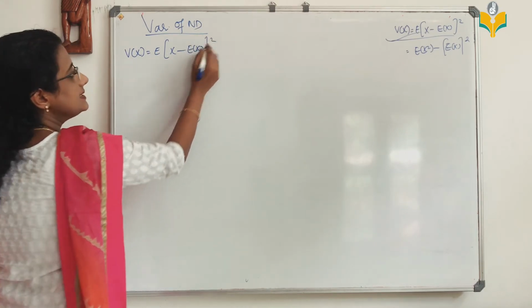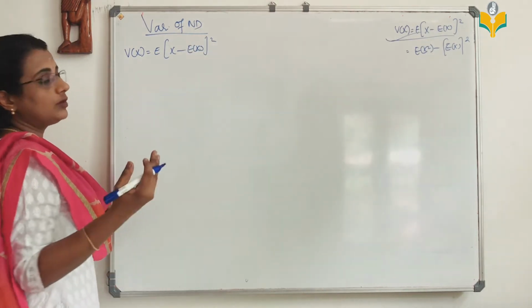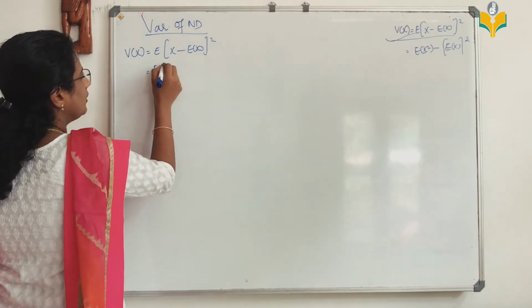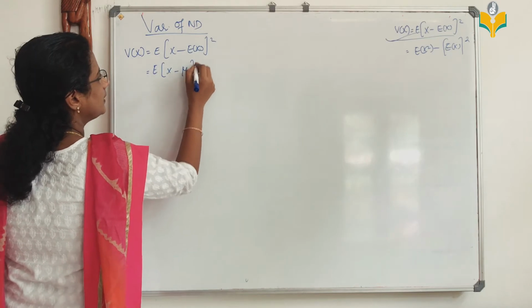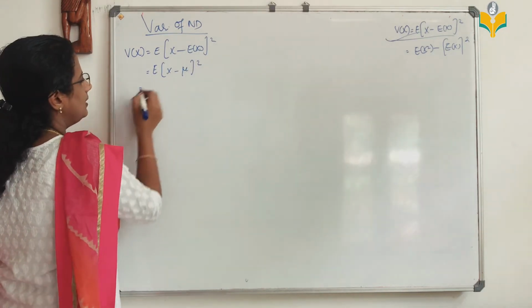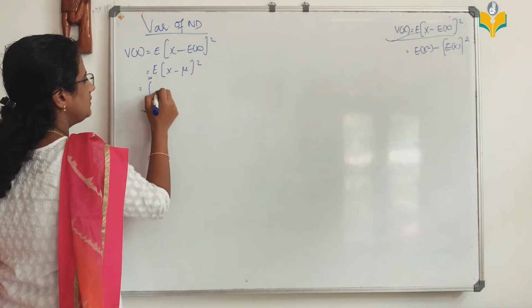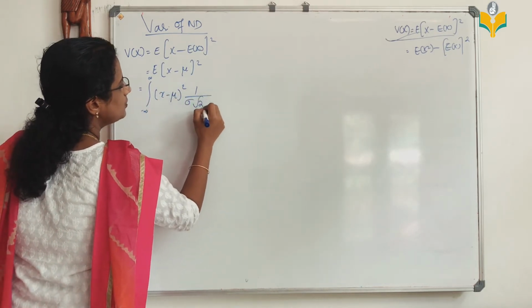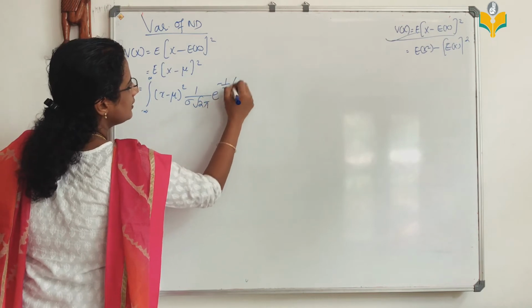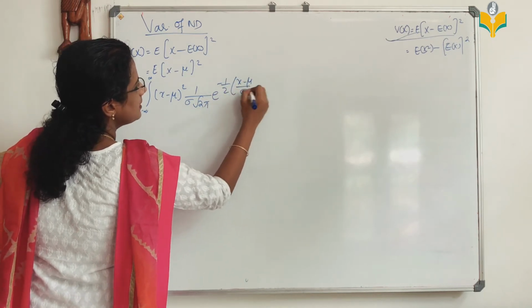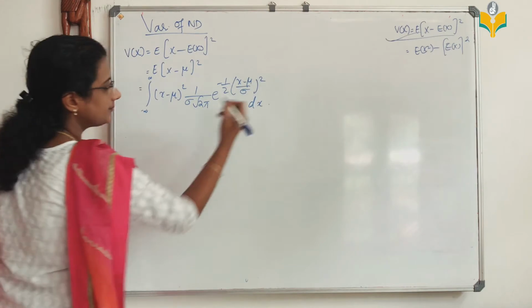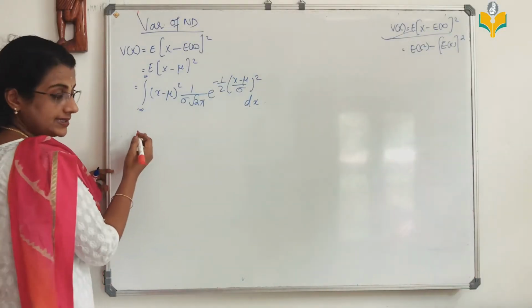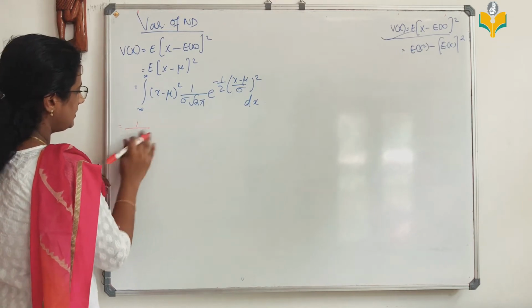E of x is the mean of the normal distribution. And what is the mean of the normal distribution? Mu. So we can substitute mu here: E of (x minus mu) the whole square. Now the formula is integral from minus infinity to infinity of (x minus mu) the whole square into 1 by sigma root 2 pi e raised to minus half into (x minus mu by sigma) the whole square into dx. Alright. Now 1 by sigma root 2 pi is a constant, it can be taken outside.